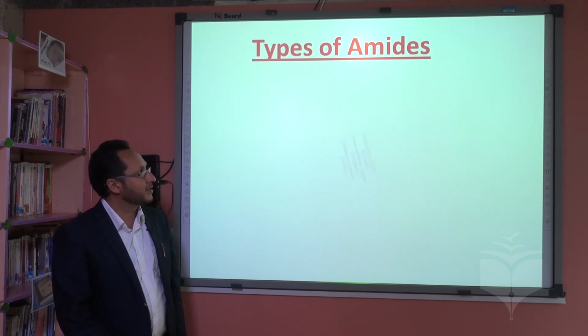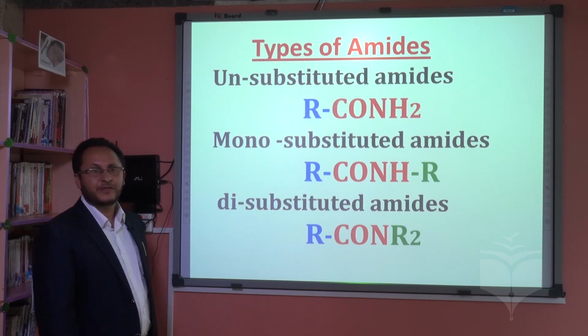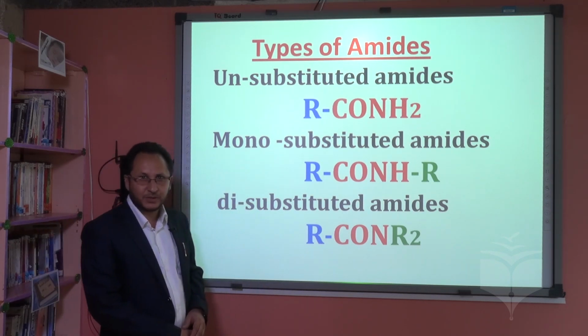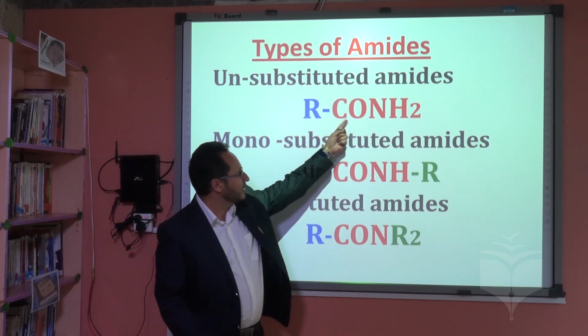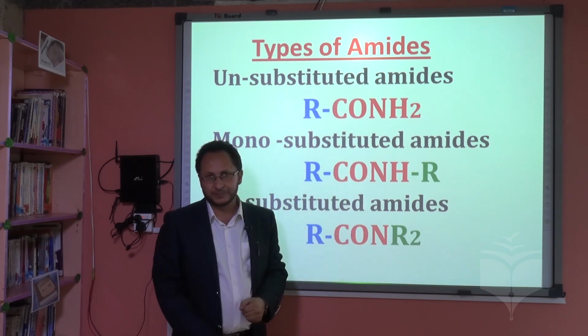First, types of amides. We have three classes of amides. The first one is unsubstituted amide. Unsubstituted amide has the formula RCONH2, or C double bond O NH2.